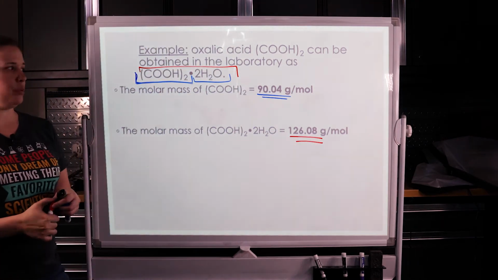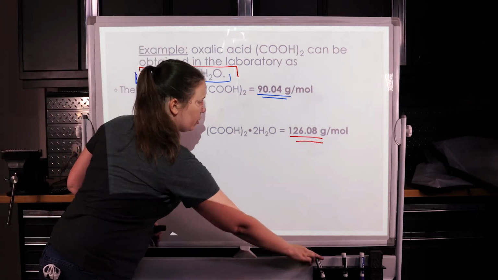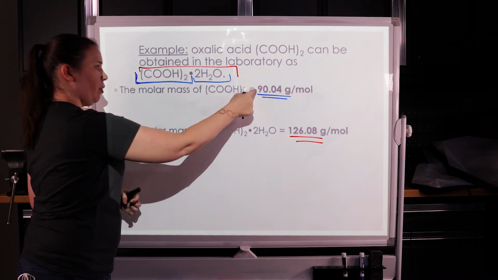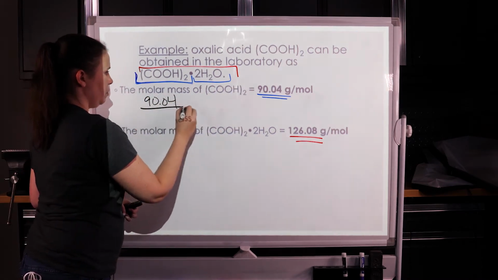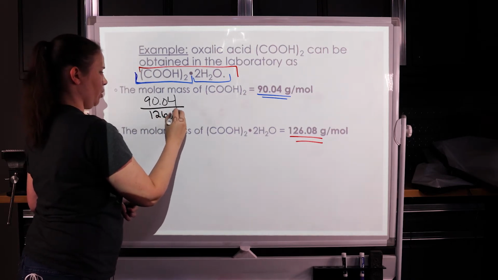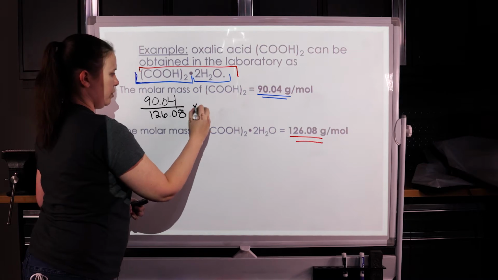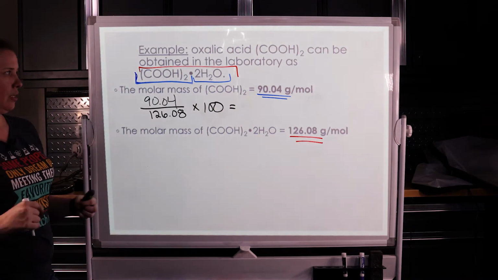So could I get the percentage of anhydrate? If I'm interested in percentage of anhydrate, I would put the anhydrate part that I'm interested in on top, 90.04. I would put the entire mass, the 126.08, and then multiply that by 100. And that's going to get me the percentage of anhydrate.